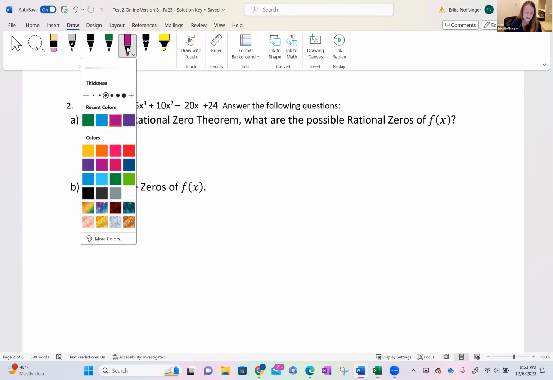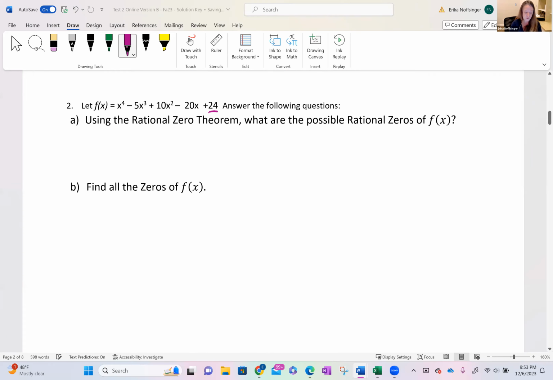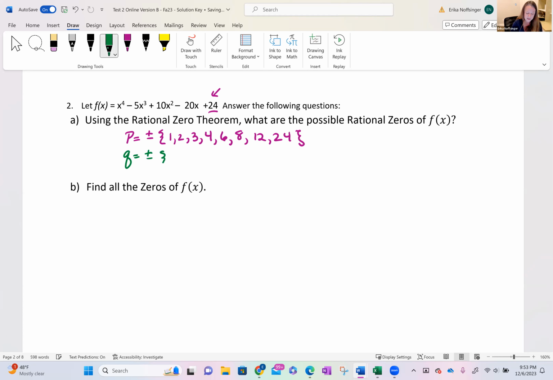We're looking at the constant, which in this case is 24. Our values of p that are factors of our constant are plus or minus 1, 2, 3, 4, 6, 8, 12, and 24. So these are all numbers that go into our constant evenly. And now we're going to look at our values of q. Q are factors that divide into our leading coefficient, which is 1 here.